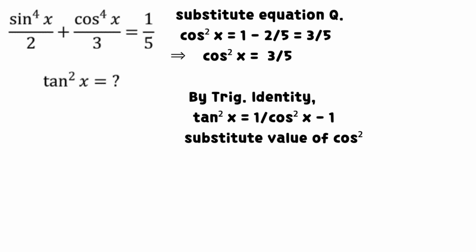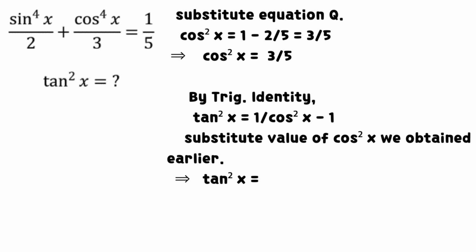By trigonometric identity, the square of tan x equals 1 divided by the square of cosine x minus 1. Substitute the value of the square of cosine x we obtained earlier in our solution. It implies that the square of tan x equals the reciprocal of 3 over 5 minus 1 equals 2 divided by 3. Therefore, the square of tan x equals 2 divided by 3.